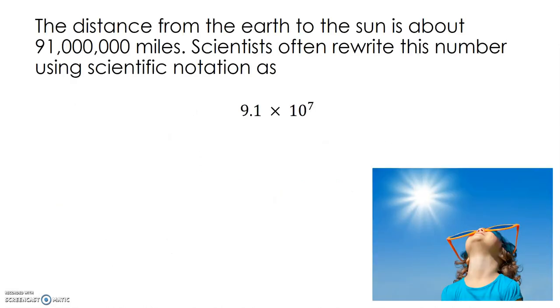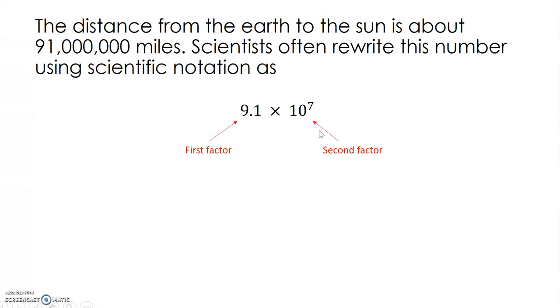One example of a really big number could be the distance from here on Earth to the sun. It's about 91 million miles. We can rewrite that number in scientific notation as 9.1 times 10 to the 7th. So when we look at it, it's kind of like two parts, like a little math problem in itself, where we have a first factor, because it's multiplication, factors, the first factor, and then the second factor. You'll notice that the first factor is bigger than 1 but smaller than 10. And then you'll notice that the other factor, the second factor, is 10 to some power, 10 to some exponent.